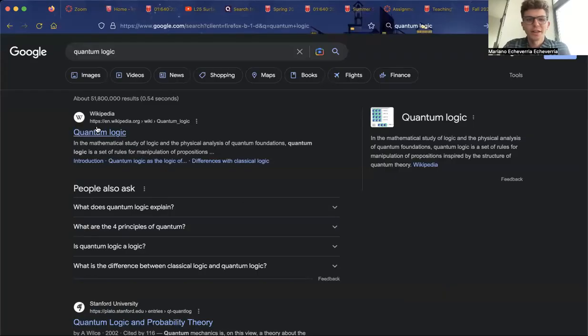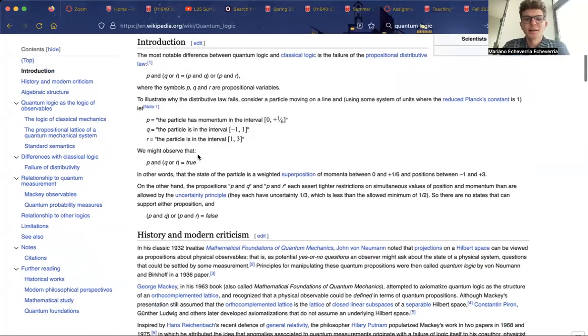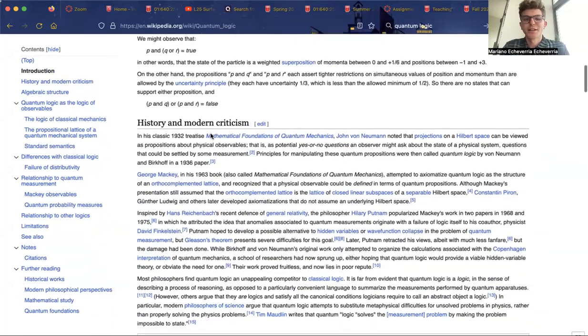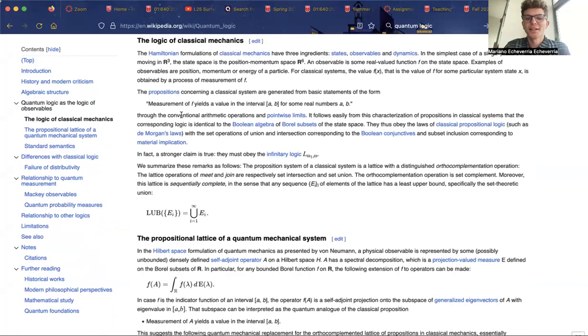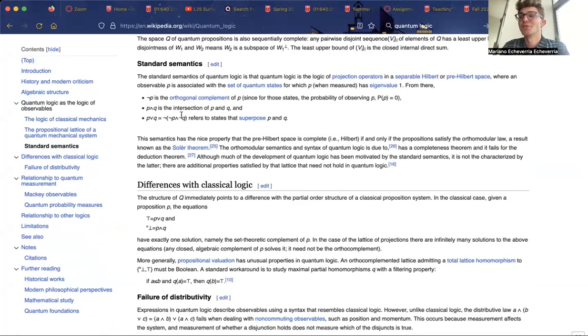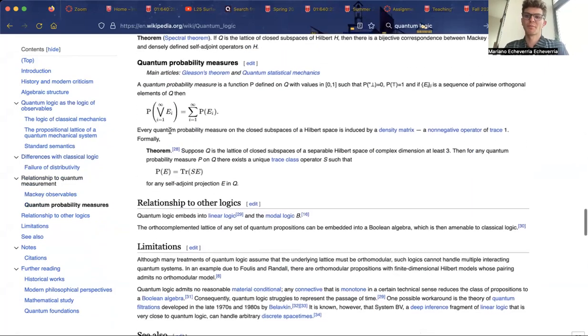If you go, let me see if I can show you, where do I have it? Firefox, where are you? Oh, Firefox. Right, you can go to Google and enter quantum logic, and then you'll see what they were trying to do there. Some examples were these basic rules that would seem to fail. How they were trying to analyze that was using projection matrices. But this failure of distributivity was the main problem there.